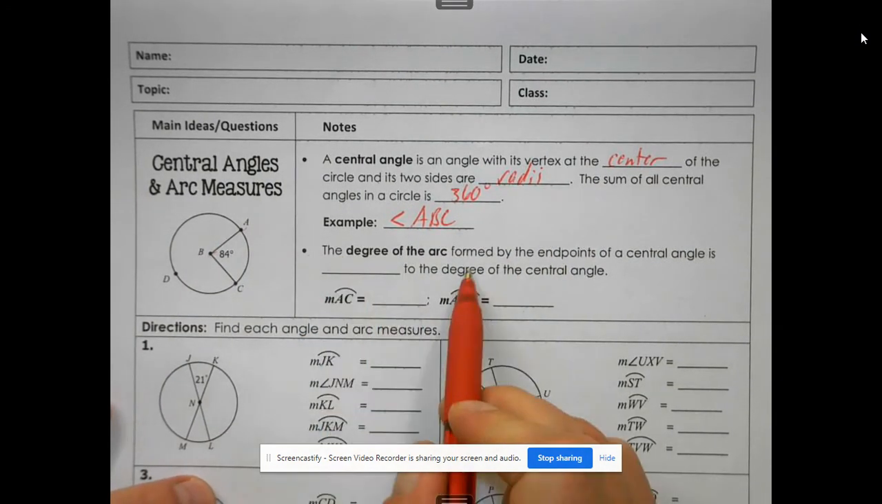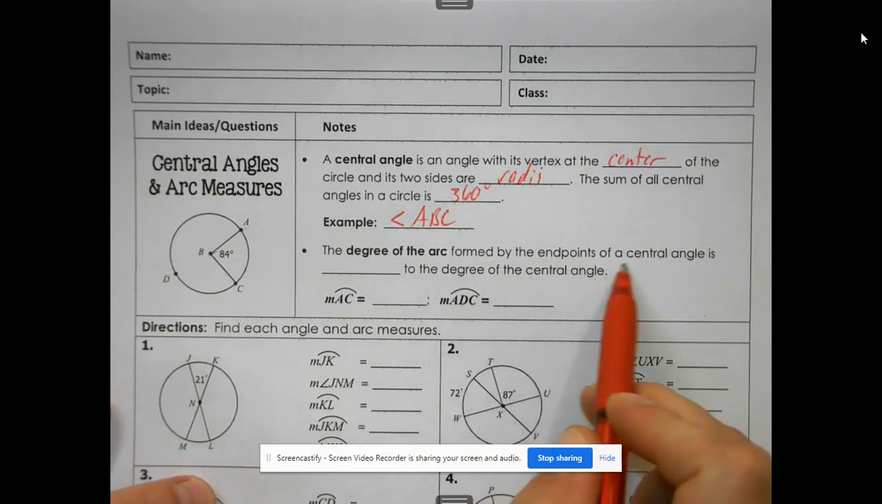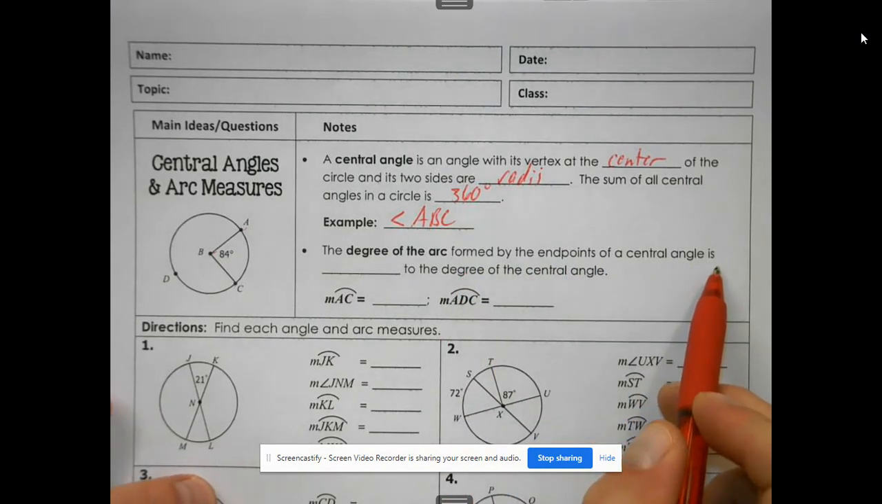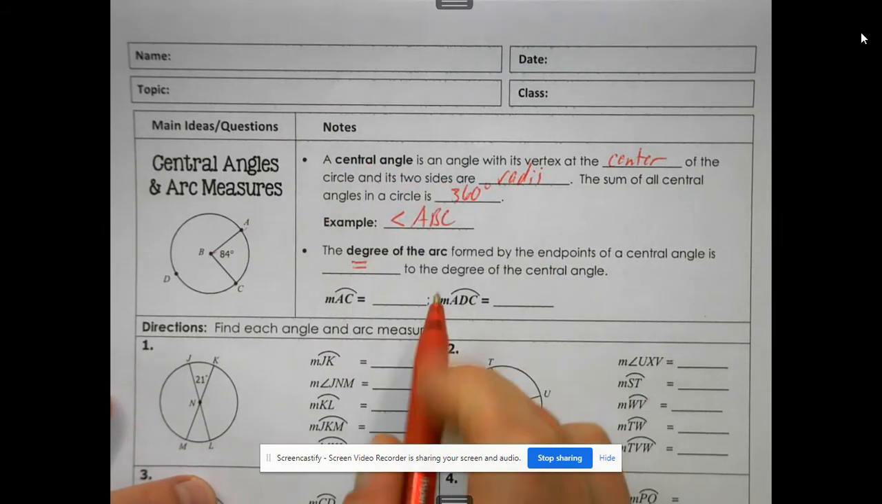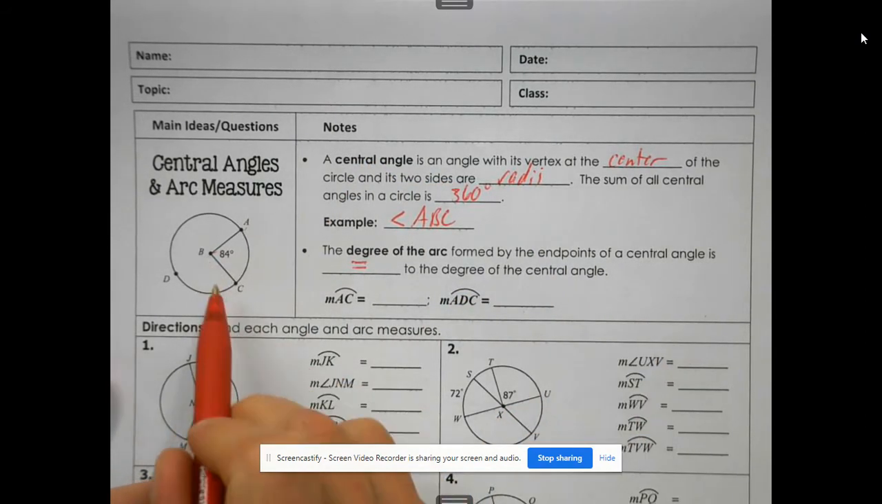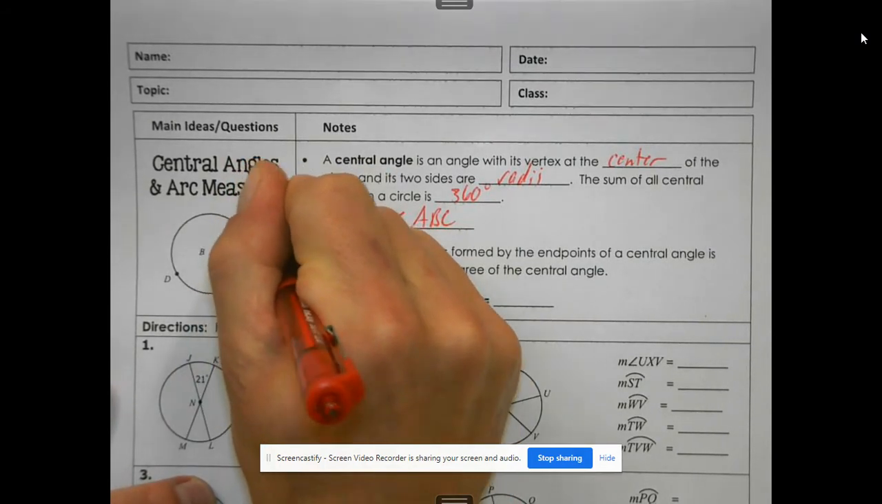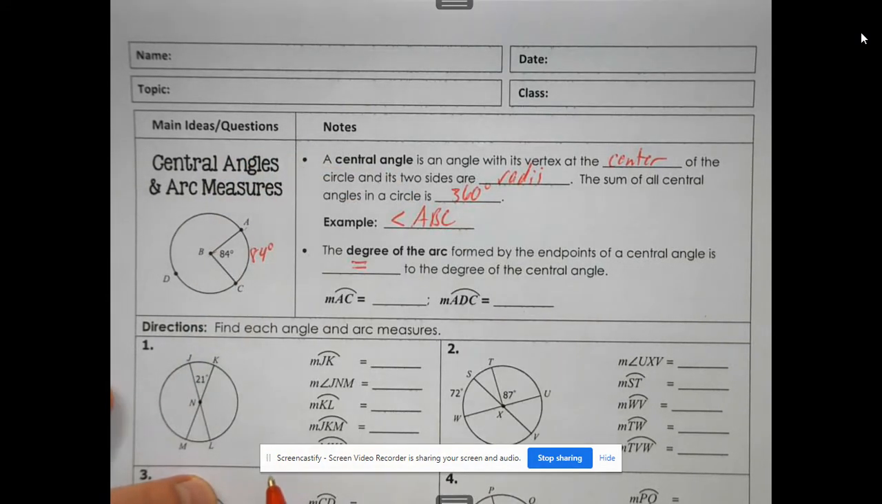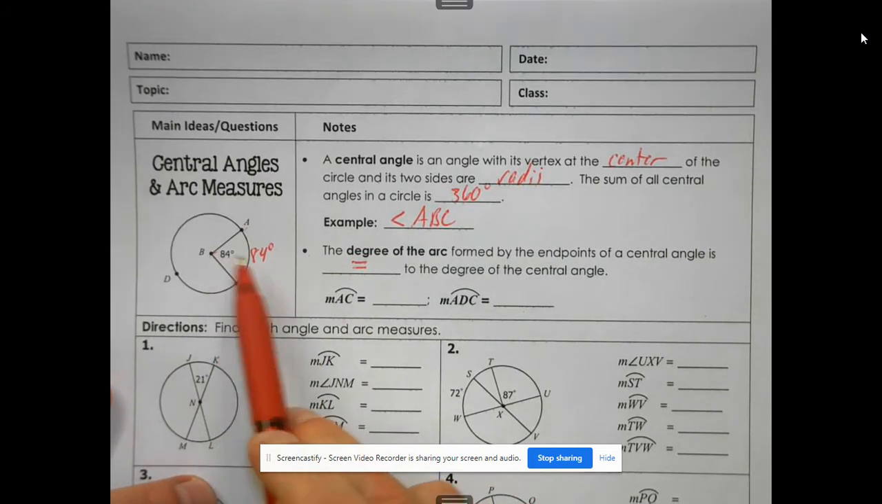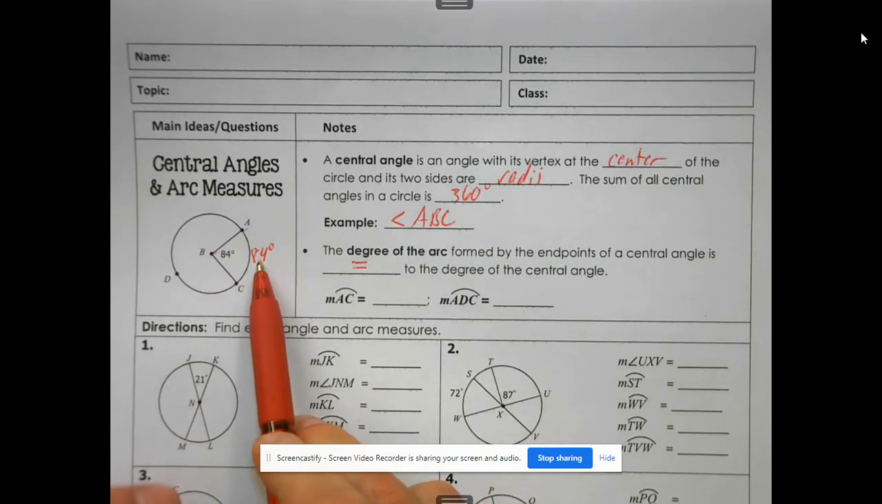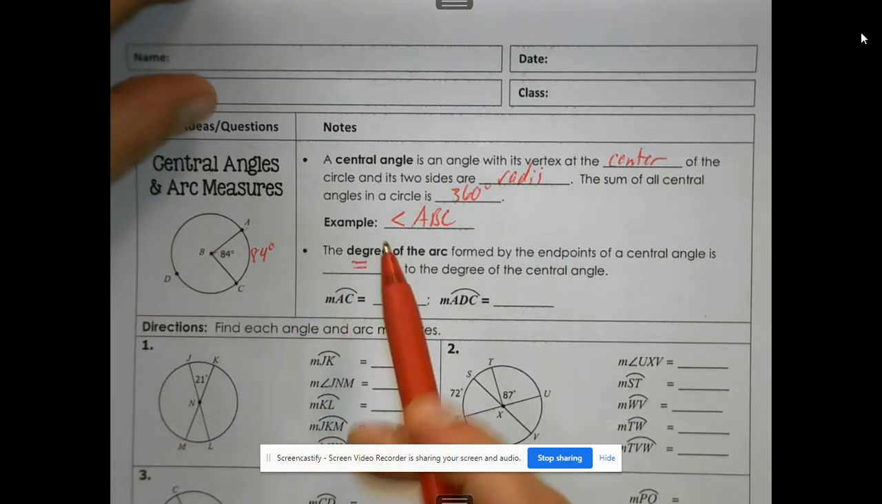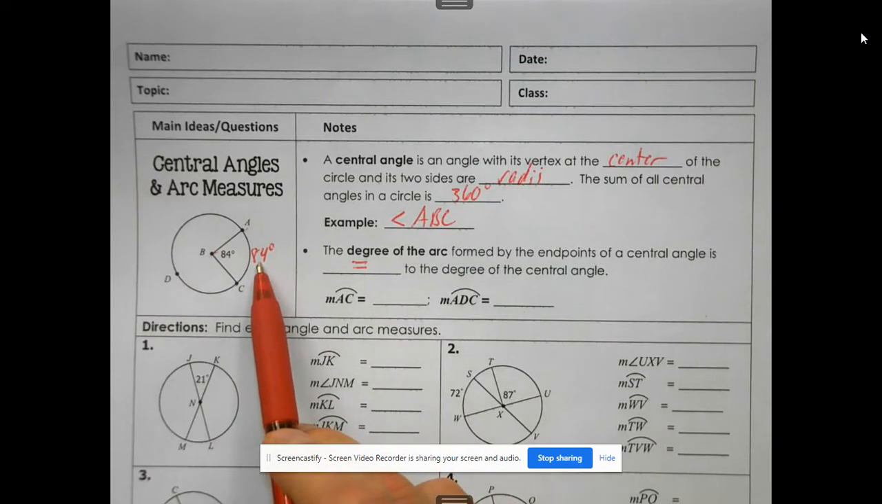The degree of the arc formed by the endpoints of the central angle is equal to the degree of the central angle. So for example, if this is 84 degrees right here, this arc degree is also 84 degrees. Okay? They are equal. Central angle is equal to the degree of the arc. Not the length, but the degree of the arc. We'll talk about arc length on the back. This page is all about degrees.